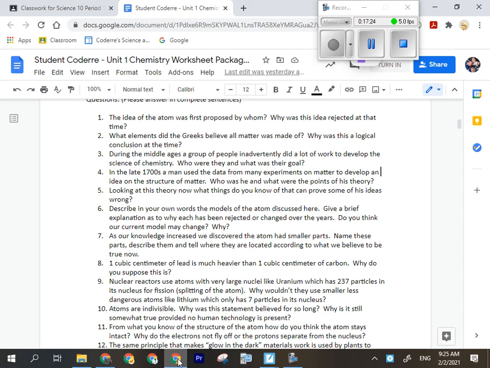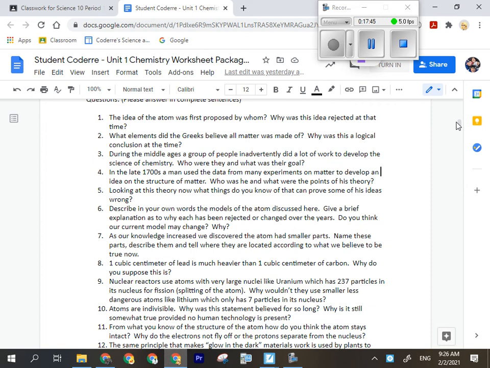Third reason, bigger atoms, more energy. Breaking a small atom apart doesn't release very much energy. Breaking a big atom apart releases more energy. There's a lot of energy stored in the nucleus of an atom that holds it together, and as soon as you break it, that energy is released.